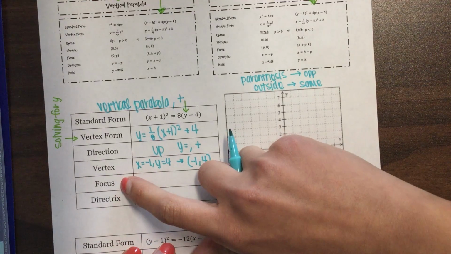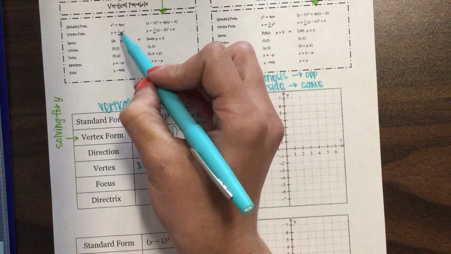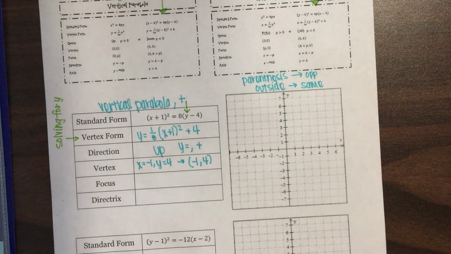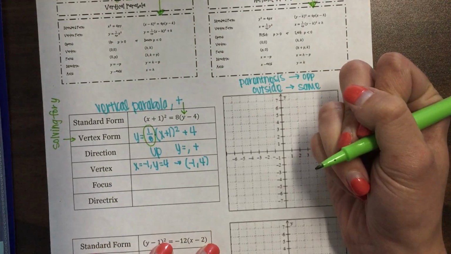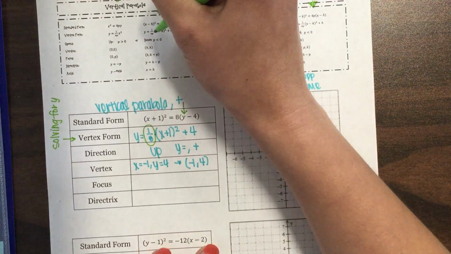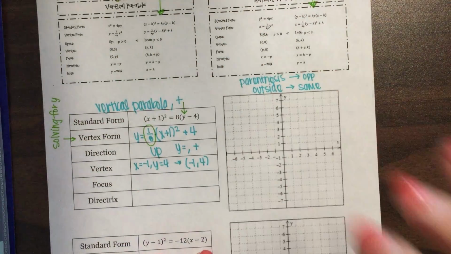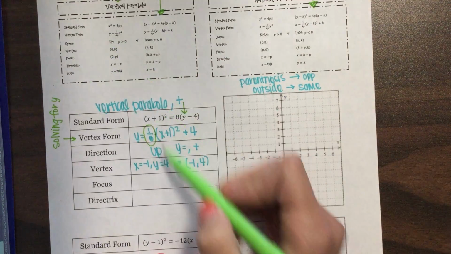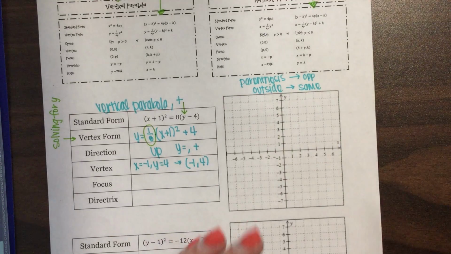Now I need to find my focus. In order to find my focus, I have to find my p-value. We worked a lot with the p-value last time, and we're going to find the p-value the exact same way we were finding it last time. So we're going to take this right here, the 1/8, and set it equal to 1/4p. That 1 over 4p stays the same. It's the same when the vertex is 0, 0 and when the vertex is at some different point.